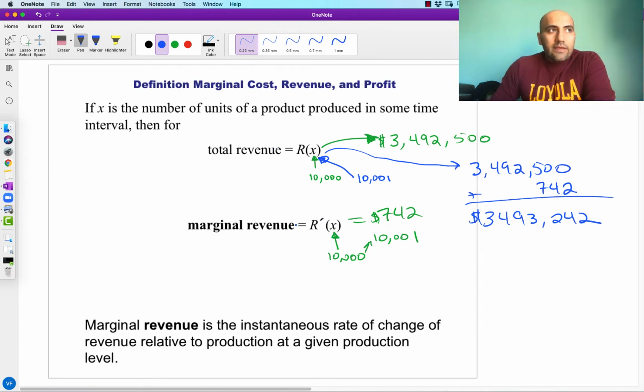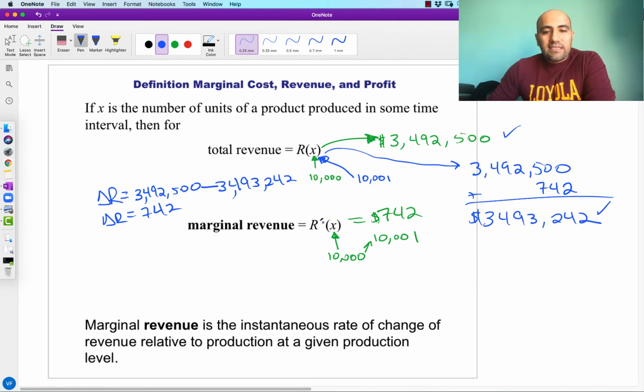We saw in the previous section that if we want the exact one, we have to think about delta. The delta R is the exact change in revenue. So I calculate the 10,000, there it is. I calculate 10,001, here it is. If I subtract them, I would get the delta value, right? So delta R would in this case be equal to the 3,493,242 minus the 3,492,500, which in this case is actually equal to exactly 742, which means that this wouldn't actually be that. Maybe once I find this derivative thing, maybe this is equal to 742.53. It's going to be close, but not exact, right? This is an approximation to the delta R, the real change in revenue.